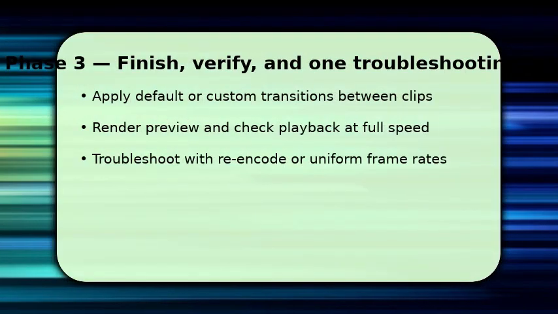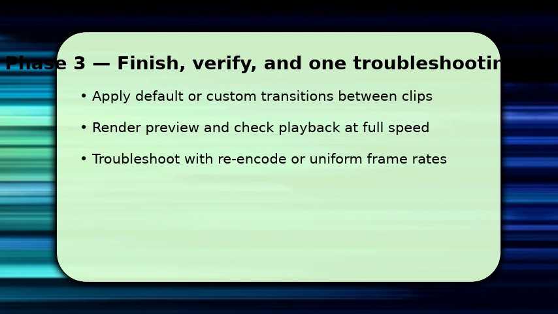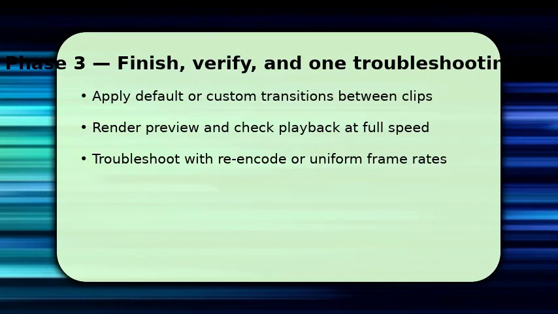Finish by adding transitions only where they enhance flow. Drag a crossfade or custom transition between clips and adjust duration. Once done, render a preview and watch at full speed to catch any stutter or jumpiness. If you see issues, make sure all clips share the same frame rate and codec. Re-encode problem clips if needed.